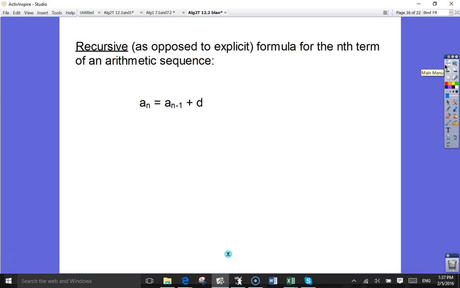A recursive formula is actually for arithmetic sequence, right? There were 4 formulas in that column. The first formula that we were using for A_n is called the explicit formula. If you have an explicit formula, you plug in n, you find out the term. That's all you need. A recursive formula tells you the value of A sub n based on the value of the term before it, right?